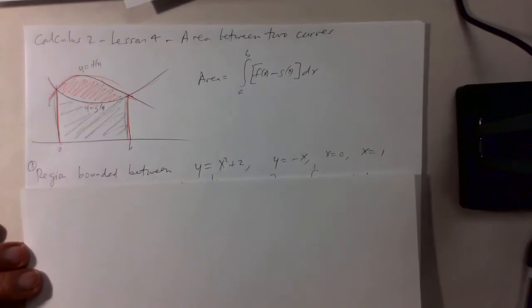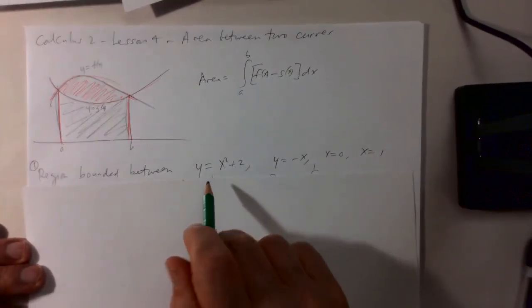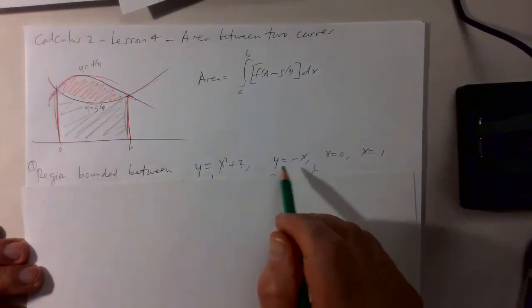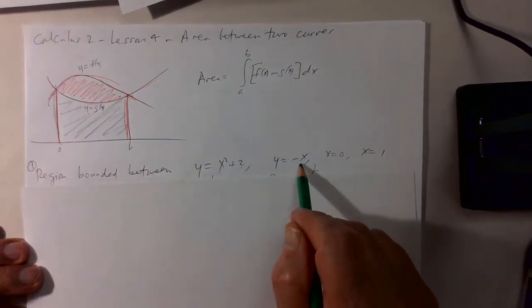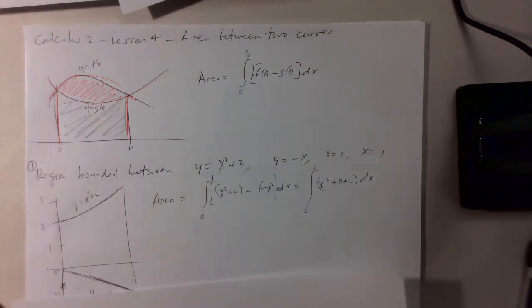So here's an example. Find the region bounded by the following curves. y equals x squared plus 2, that's a parabola. y equals minus x, that's a straight line. x equals 0 and x equals 1, those are two vertical lines.